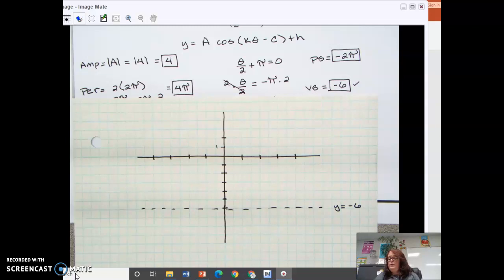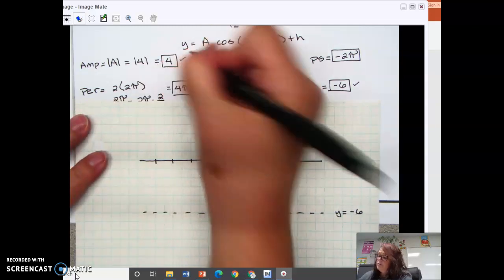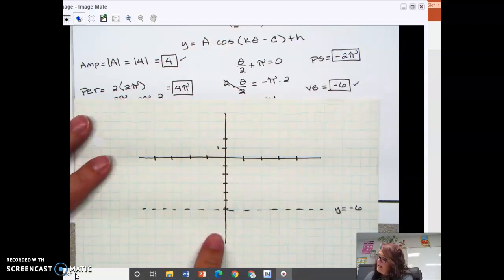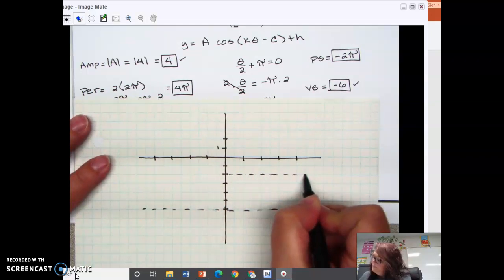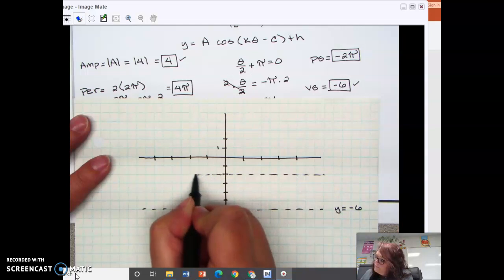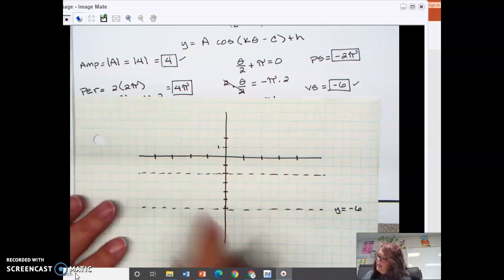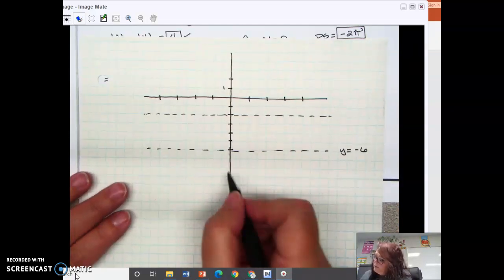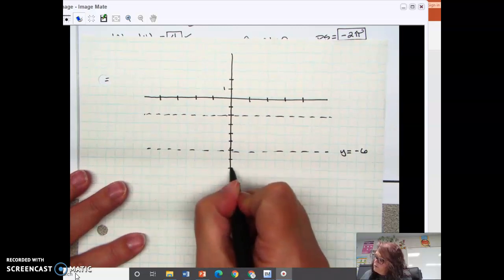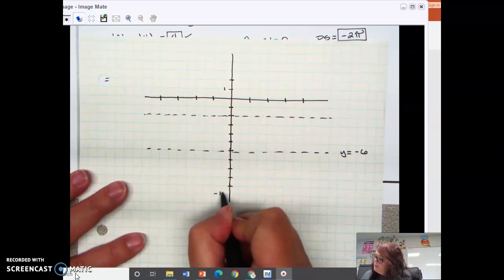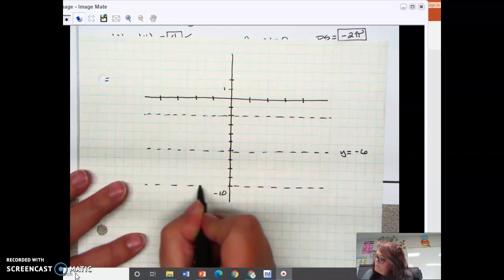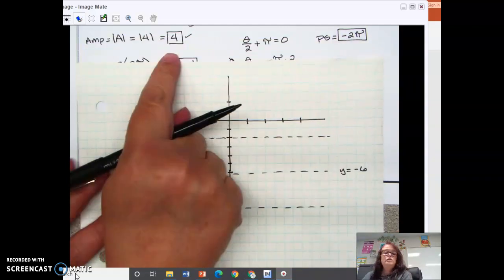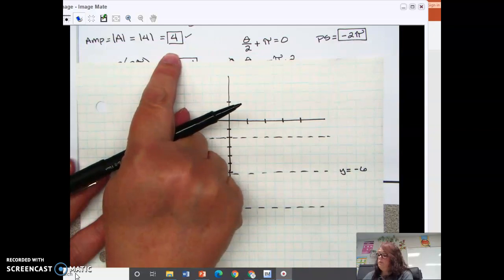So then the next thing I want to take care of is my amplitude. So my amplitude says I have maximum points 4 units above that midline. And I have minimum points 4 units below that midline. So 1, 2, 3, 4, so that's going to be at negative 10. Okay, so now I've taken care of my amplitude.